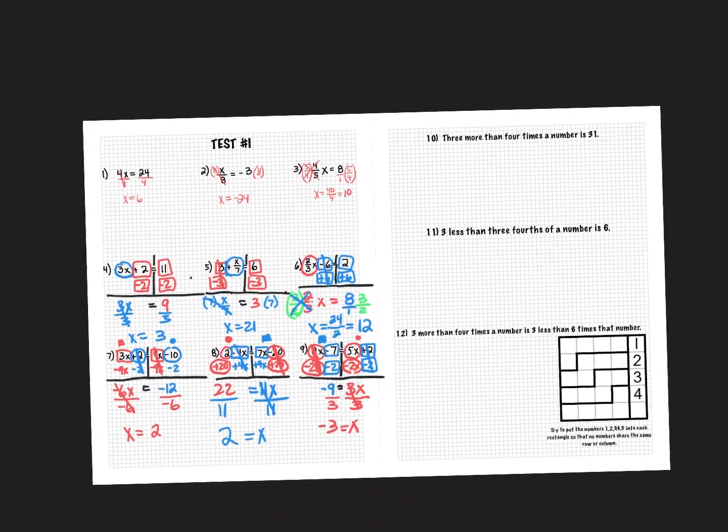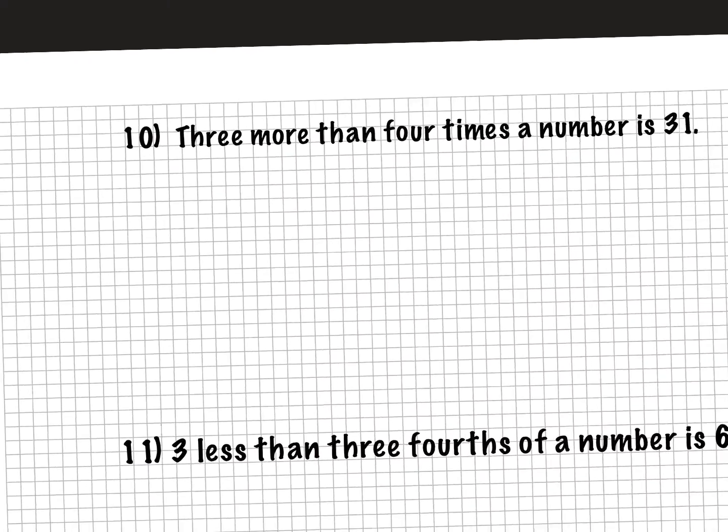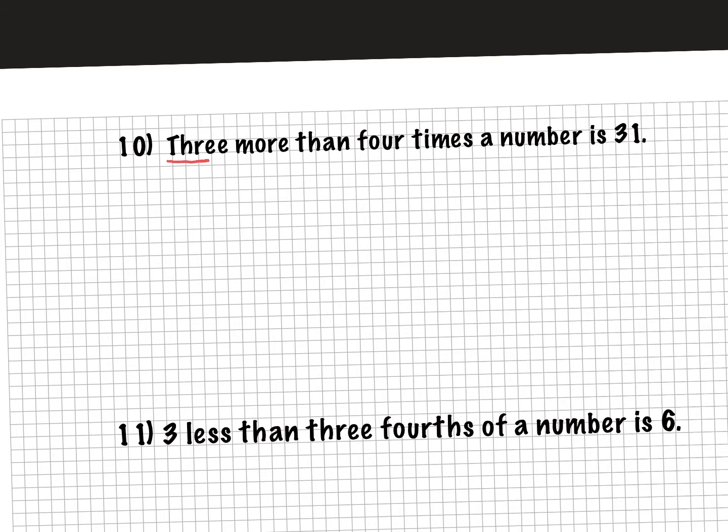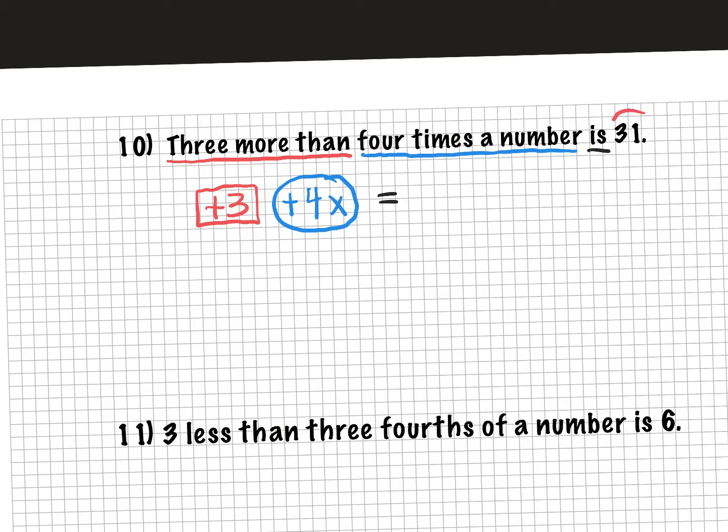All right, let's go to the back. Okay. 3 more than, that is +3. 4 times a number, that is +4x. Is equals, and 31 is +31. Now, I always like to put in the positives and negatives because then you won't mess up.